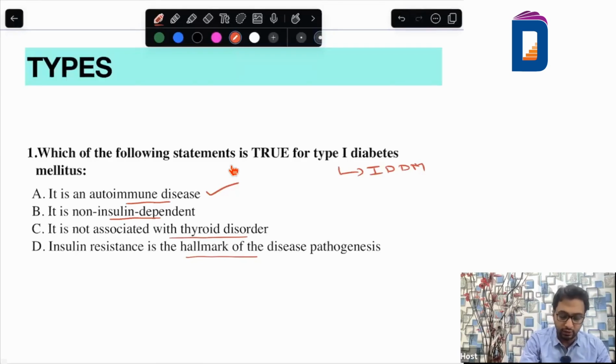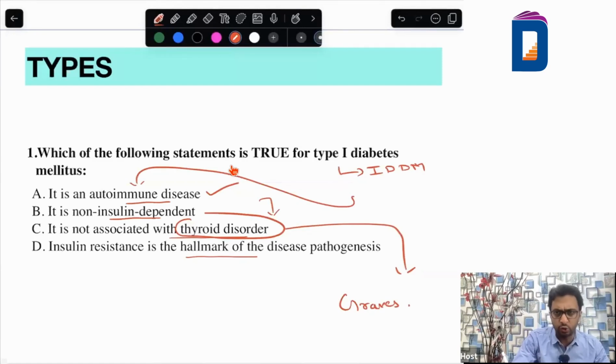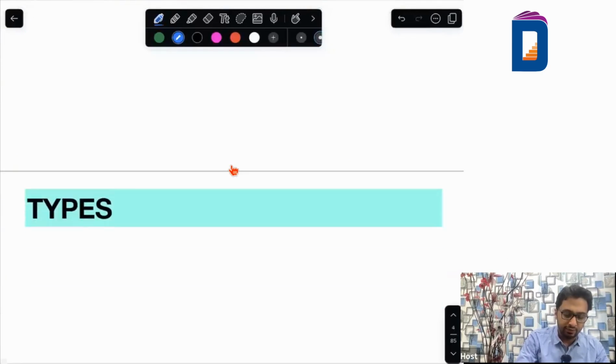It is insulin dependent. Is it not associated with thyroid disorder? In fact, please understand that many cases of insulin dependent diabetes mellitus, which is an autoimmune disorder, are associated with other autoimmune disorders like thyroid disease. One autoimmune thyroid disease is Graves' disease. Because it's autoimmune, it can be associated with other autoimmune diseases. Insulin resistance is the hallmark? No, please understand, insulin resistance is associated with type 2, which is non-insulin dependent diabetes mellitus. So type 1 is autoimmune. That's the key.